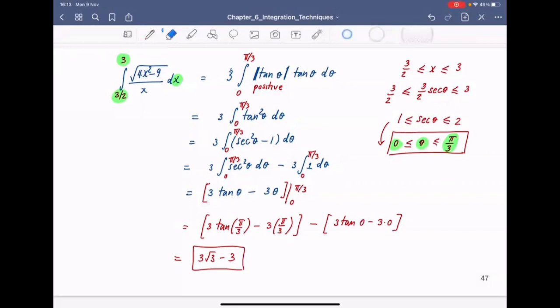Oh, minus pi, sorry, minus pi. This will be your final answer. Is it fun? Not at all, huh? So at the end, your answer is going to be 3 square root of 3 minus pi.